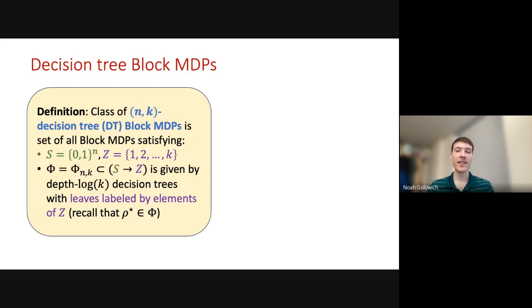So formally speaking, the observed state space is the set of all length n binary vectors. And the latent state space Z is a set of integers from 1 to k. You should think of k as, say, a small polynomial in n. Now, the class phi is given by the set of depth log k decision trees whose leaves are labeled by elements of the latent state space.